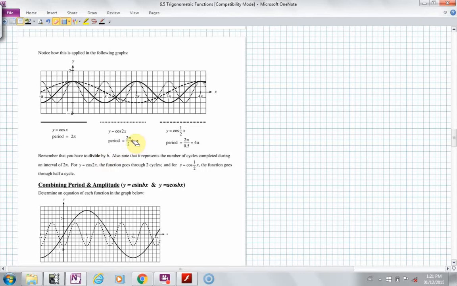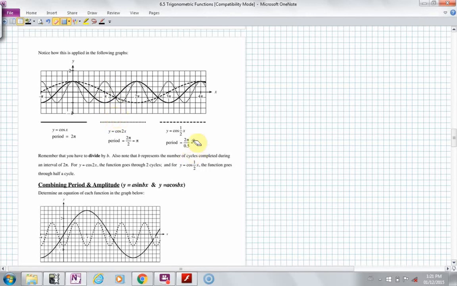So if you look at the dotted line here, it repeats now from a maximum back up to a maximum in pi. One repetition is pi now. Okay, one period. Does that make sense?